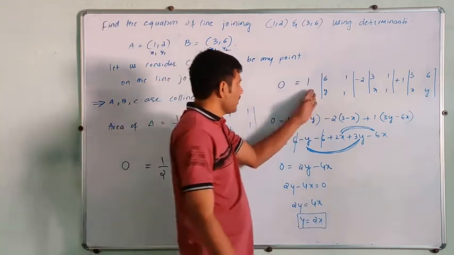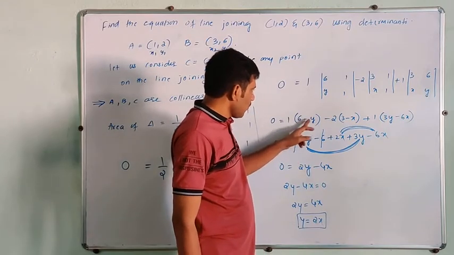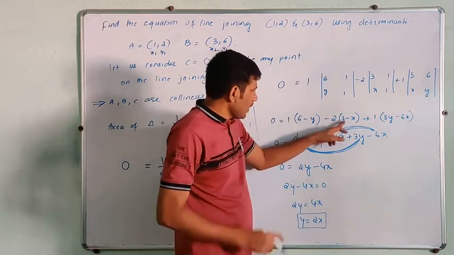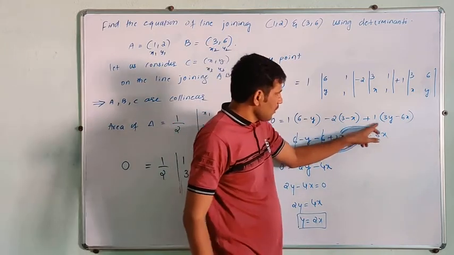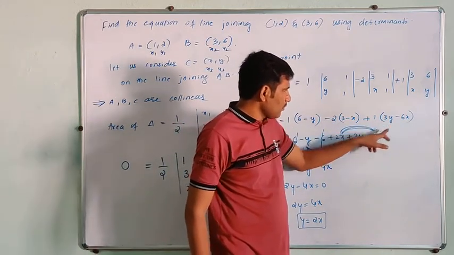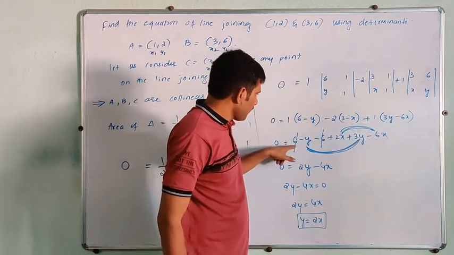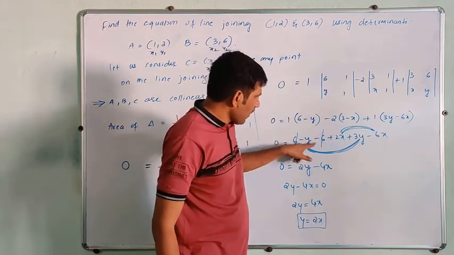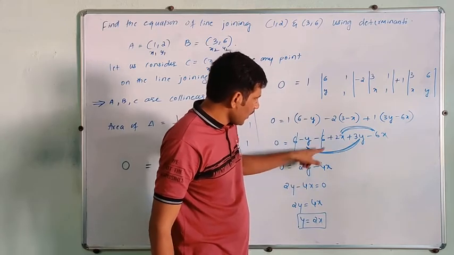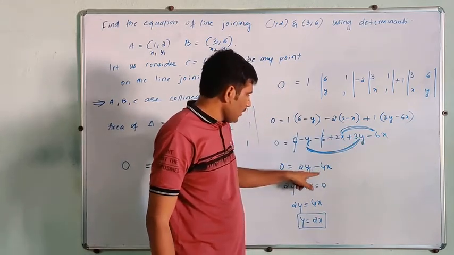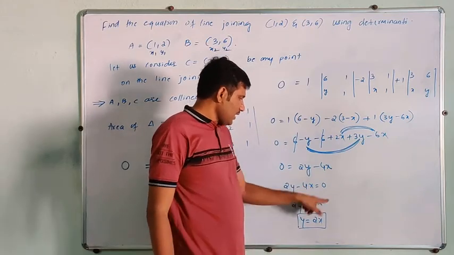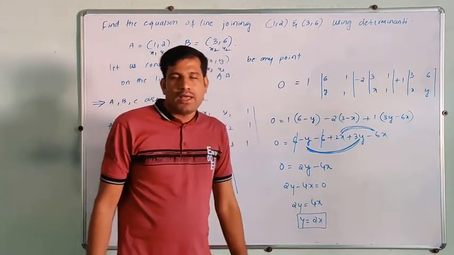Again, expanding here: 1 into 6 is 6, 1 into minus y is minus y. Minus 2 into 3 minus x gives minus 6 plus 2x. 1 into 3y is 3y, 1 into minus 6x is minus 6x. Plus 6 minus 6 get cancelled. Minus y plus 3y is plus 2y. 2x minus 6x is minus 4x. So 2y minus 4x is 0. 2y is equal to 4x, or y is equal to 2x.